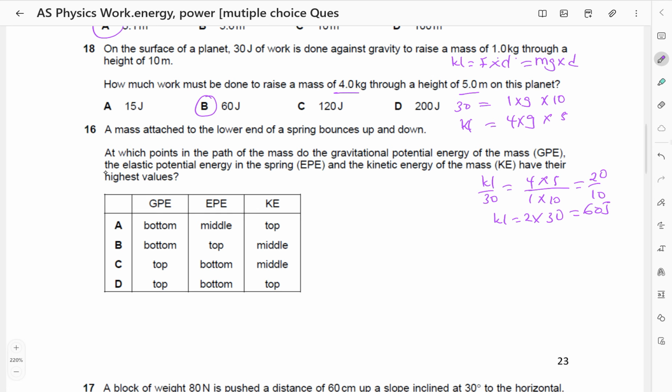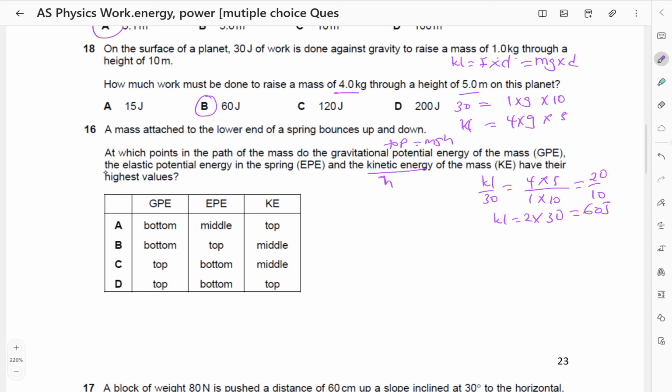A mass attached to the lower end of a spring bounces up and down. At which points on the path of the mass do the gravitational potential energy of the mass, the elastic potential energy of the spring, and the kinetic energy of the mass have their highest values? So potential energy, this must be at the top because potential energy depends on the height, mgh. Then the kinetic energy, because it bounces up and down, the kinetic energy will be when the distance equals 0, because kinetic energy is maximum when the body is passing the equilibrium position. So this will be at equilibrium position.